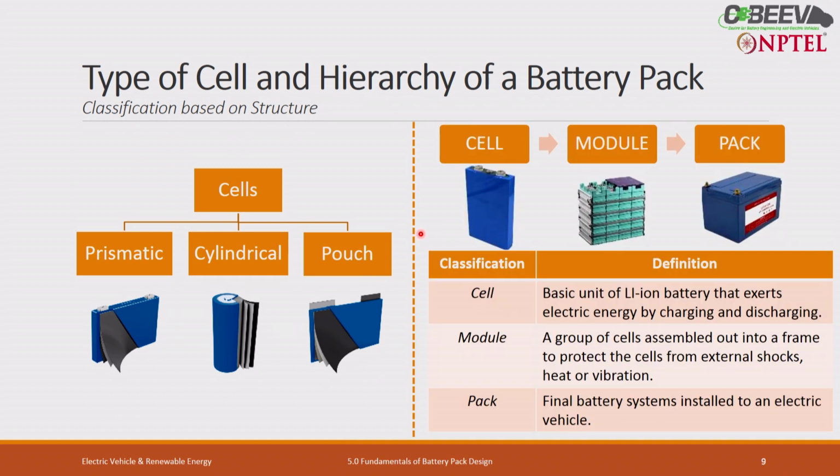So, using any of these cells, what we do? We make modules. These modules are generally low voltage modules, smaller in weight, and then combining all these modules together, we make a pack. In the last video that I showed you, there were 2 modules.